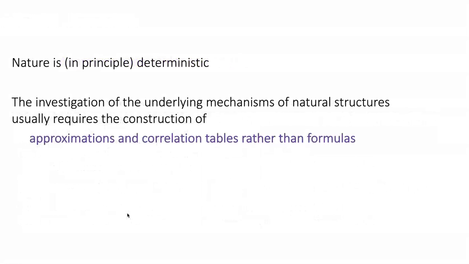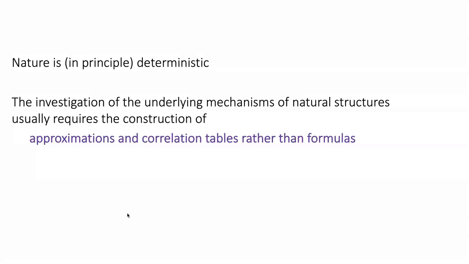We believe that nature is, except for the quantum level, let's say, more or less deterministic. This is an assumption behind many research domains. But the next step, after this assumption, is that we would be very happy to invent formulas, but that is not the real world. What's happening in the scientific world is that you end up with approximations and correlation tables as such.